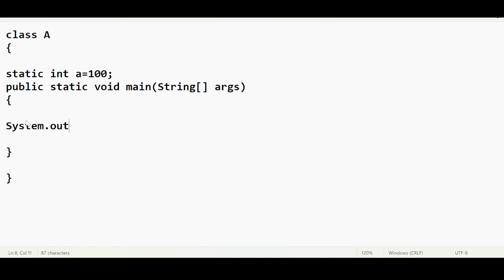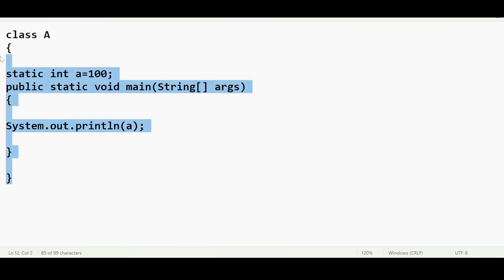System.out.println. Okay, if I try to access a, now what is the answer? Can anyone tell me? 100. 100 is the answer. Why is 100 the answer? Definitely the main thread will be created. The main thread will try to access the main method.